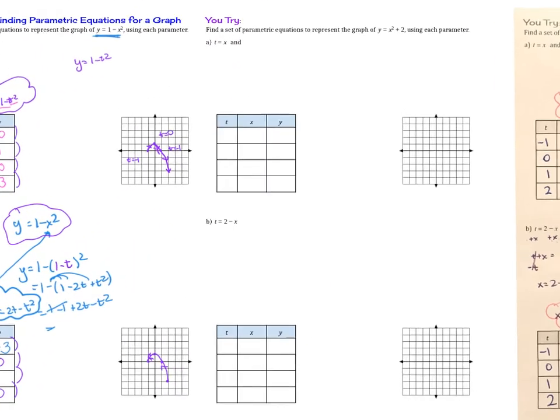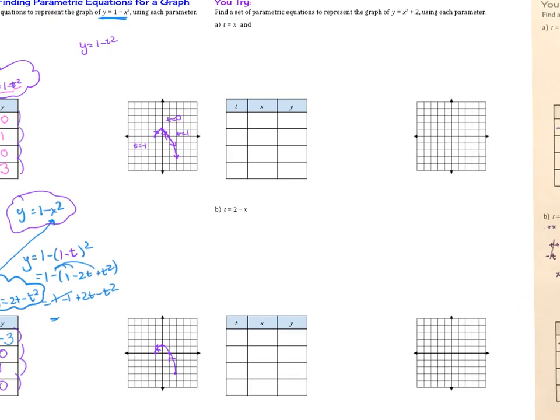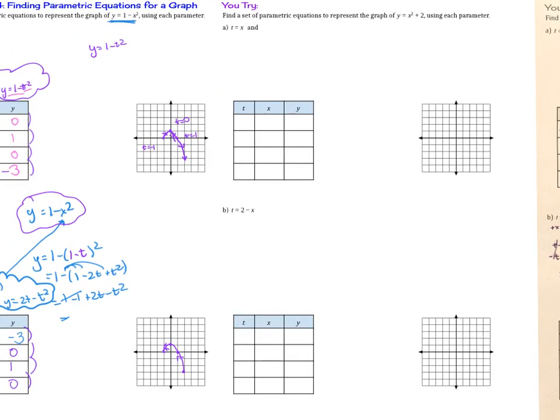So try these examples here. Do try to graph just to get a little bit more practice with it, because it is different. There's a lot of information that we're now learning with t and so forth. So try it out.